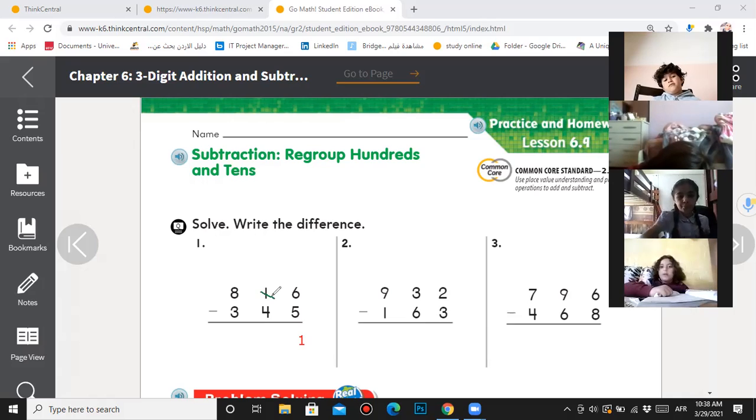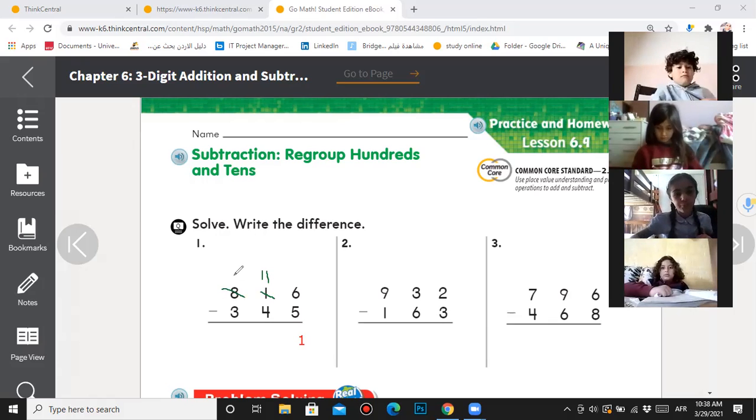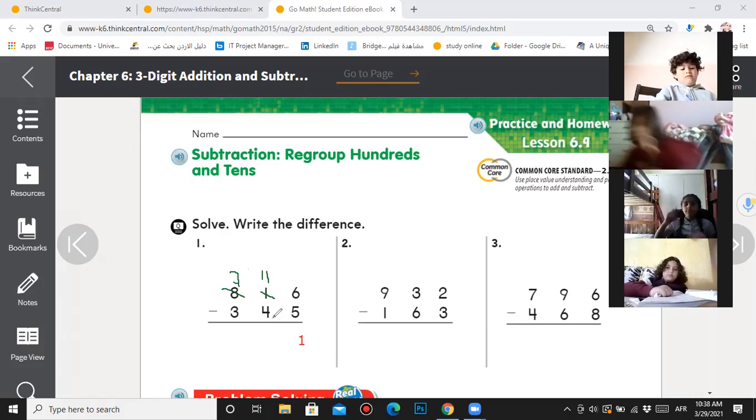Except of the 1 and the 8. Yes, and the 8. We make the 1? 11. And the 8? 7. Okay, great job. So, 11 minus 4?